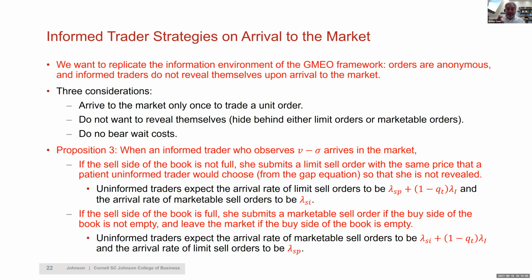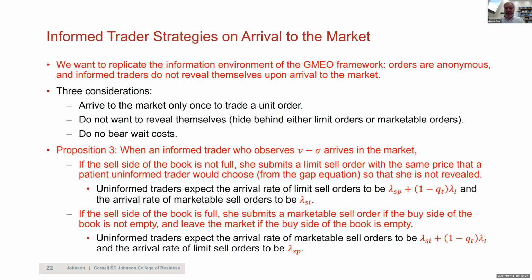Now, let's say the same informed trader who saw a low signal arrives in the market and the sell side of the book is full, right? So we know that the next patient uninformed trader would simply choose to leave the market, because otherwise that would violate her break-even rule. Then that informed trader knows she cannot submit a limit order. Any limit order price she will choose will reveal herself. So if the other side of the book is not empty, she will simply take a marketable order and immediately transact, right? Because she would still make money from her information this way.